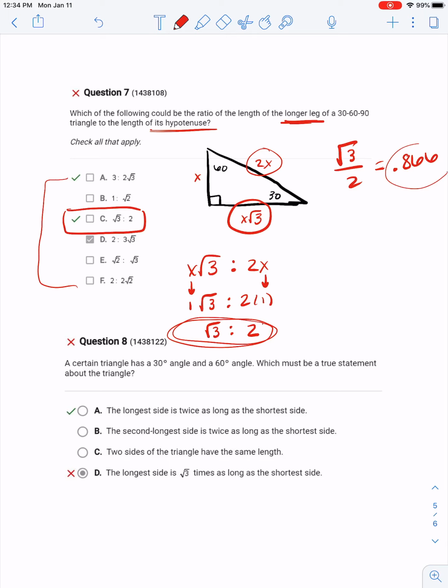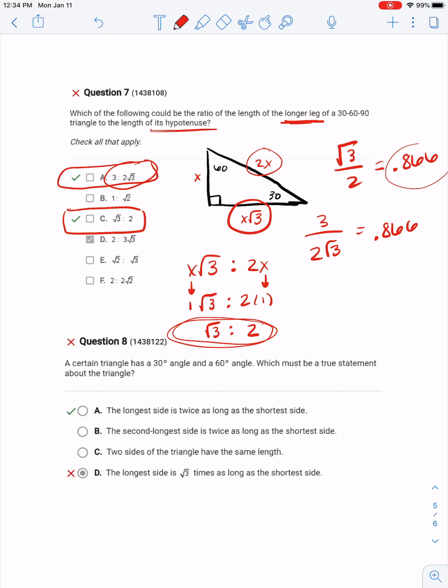All right, so the first one, if I do 3 divided by 2 radical 3. So I'm just checking that ratio to see if it gives me the same decimal. 3 divided by 2 radical 3. I do get 0.866. Okay, so that one is good.